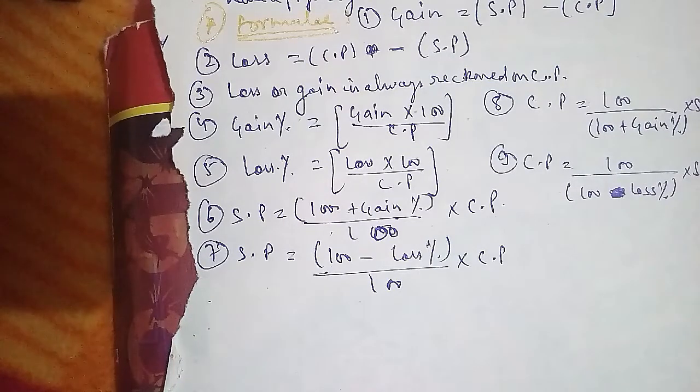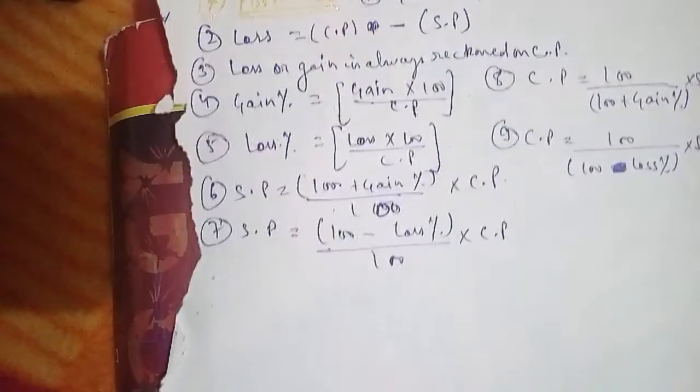Now we go ahead. If an article is sold at a gain of say 35%, then SP is equal to 135% of CP. And if an article is sold at a loss of say 35%, then SP is equal to 65% of CP. I write down these points as well.